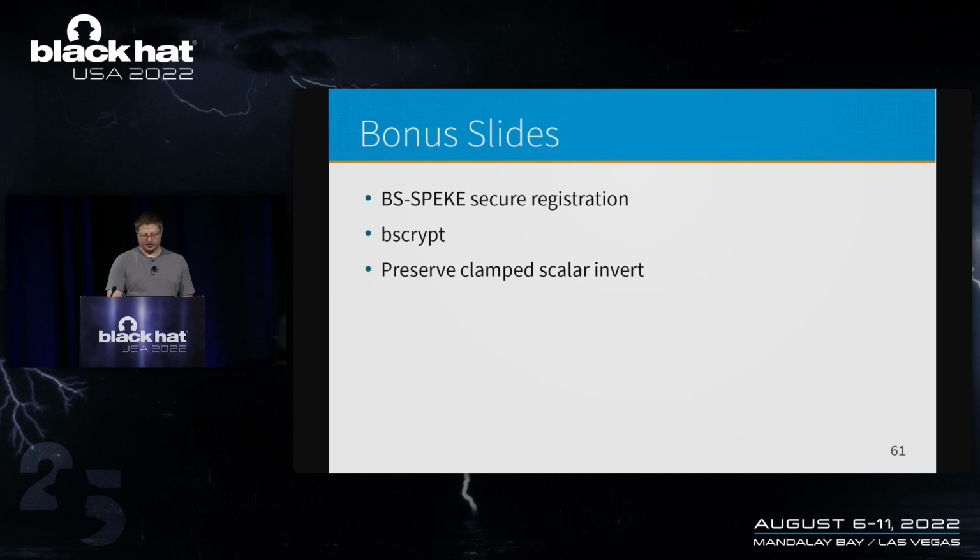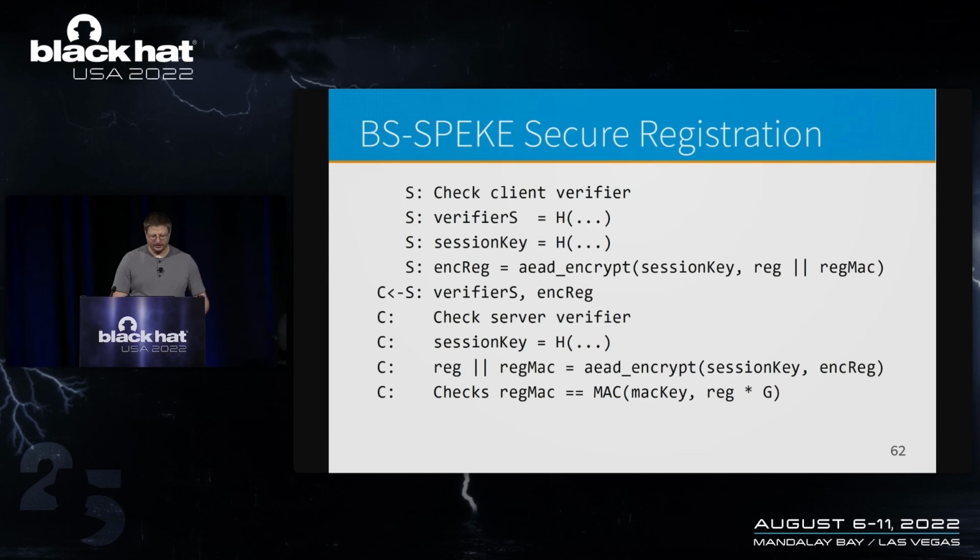All right, so the secure registration. I have a gist for this on GitHub. But basically, run through the PAKE, and then this is at the point where the server checks the client verifier. It generates another verifier, a session key. That session key encrypts reg and regmac. So reg is the ephemeral private key that was used during registration, and then regmac is a MAC of the public key reg. So the server encrypts that with the session key and sends that over.